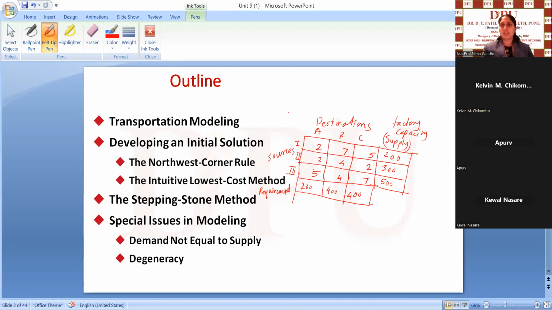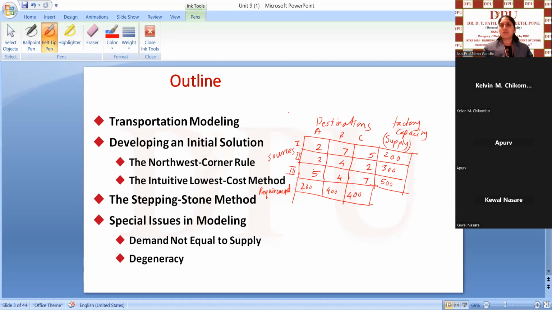So there are 3 methods: the northwest corner method, the lowest cost method, and the third one is the VAM method. I'm not going into detail. I'm just telling you how to find the solution to this using the northwest corner rule and the lowest cost method. Once you know the solution, whatever solution you have is a feasible solution. It is a solution to this problem, but you don't know whether it is optimum or not.